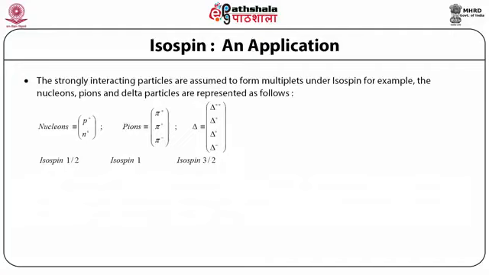So when these particles are represented as a doublet for the nucleons, a triplet for the pions, and a 4-dimensional column vector for the delta, this is just like the spin half for the proton neutron, the spin 1 representation, which is J equal to 1 for the pions, and J equal to 3 by 2 representation for the deltas. So instead of being the representation in the rotational space, we call it isospin. So the nucleons, pions and deltas can be represented by isospin 1/2, 1 and 3/2 respectively.